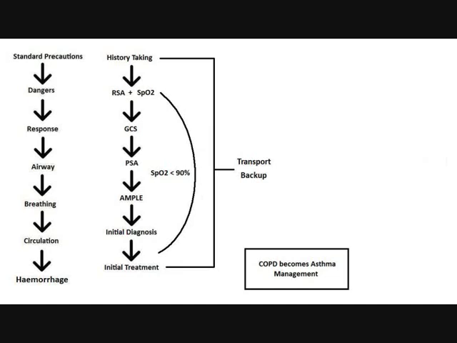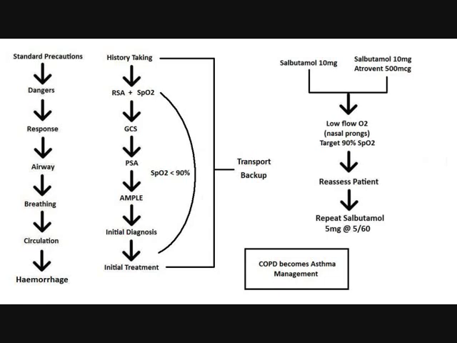So, as the CPG says, manage it as per asthma in severe COPD. So that includes your salbutamol 10 milligrams, or the severe cases get the salbutamol 10 milligrams and Atrovent 500 mics. So obviously treating a bronchospasm component of the condition there. But I have included one particular thing in that asthmatic regular management that is specific to COPD, and that is that we only ever use low flow oxygen, because as I said, there's that hypoxic drive.